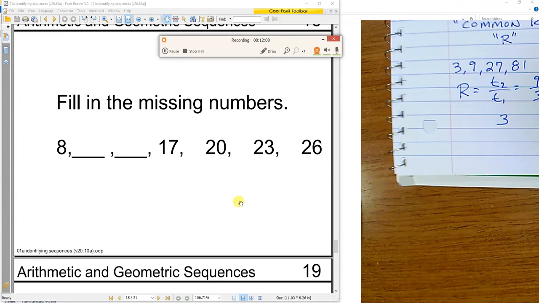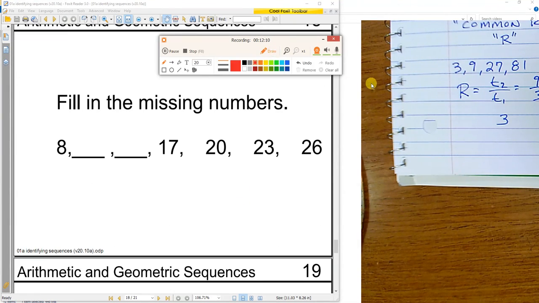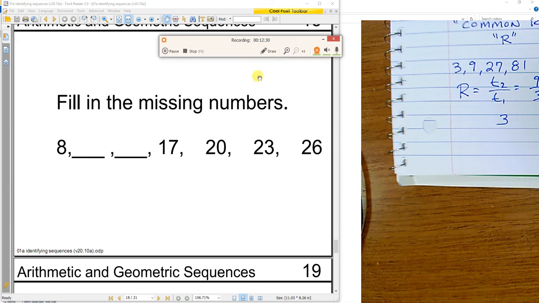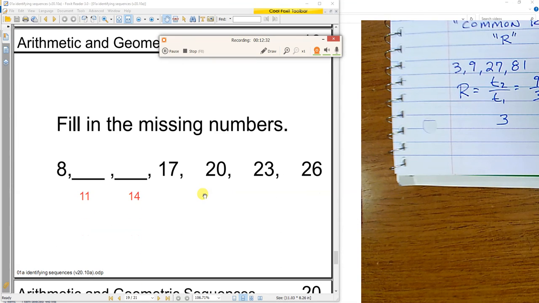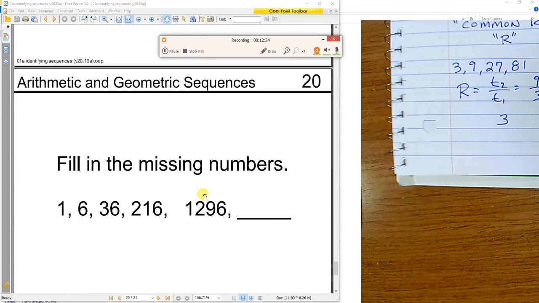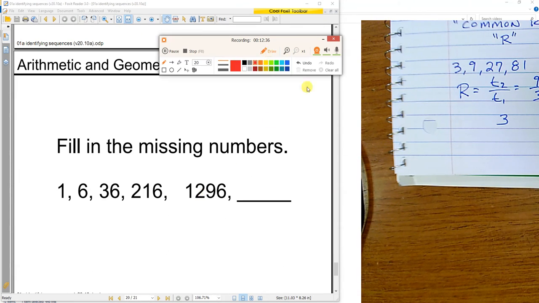All right, let's fill in the missing numbers here. Let's see if we can figure out what's going on with this. All right, looks like it's going plus 3, plus 3, plus 3. So let's go minus 3. 17 minus 3, that would take me to 14. 14 minus 3 would take me to 11. 11 minus 3 would take me to 8. Fill in the missing number on this one.